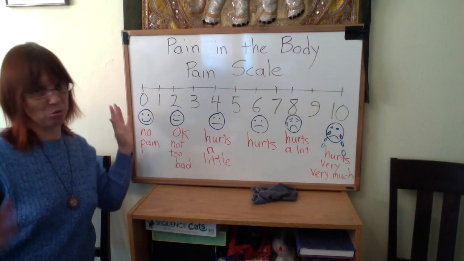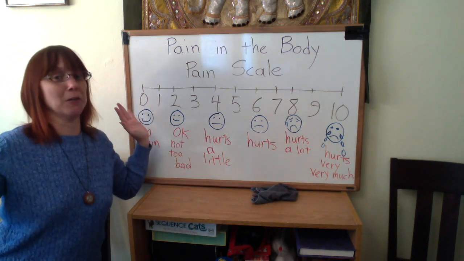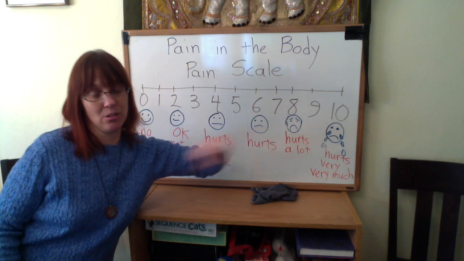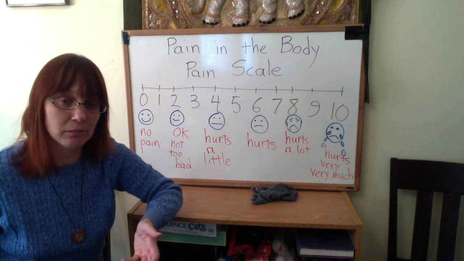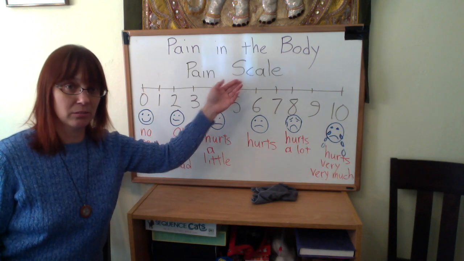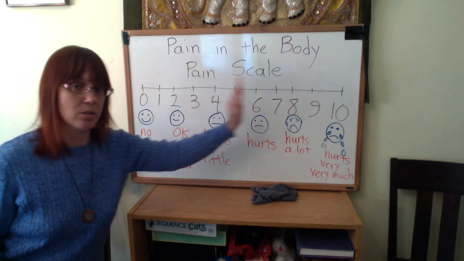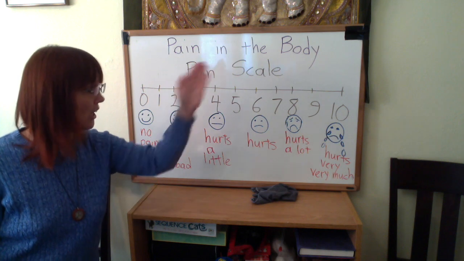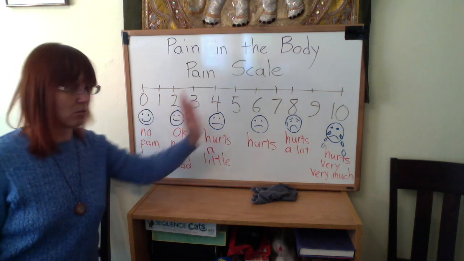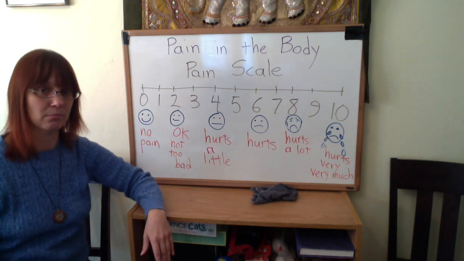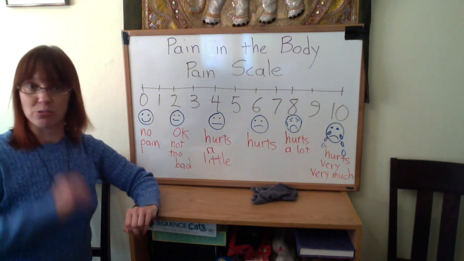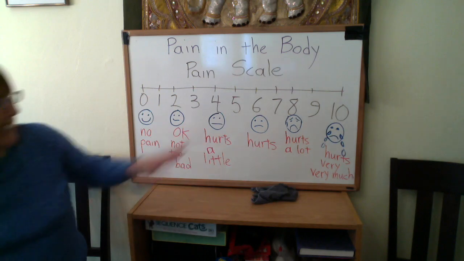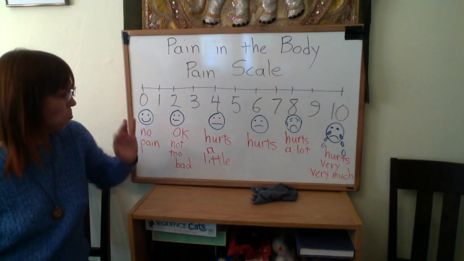1 to 10, not 0. 0 is no pain. 0, I don't go to the doctor. I'm okay. So pain is 1, 2, 3, 4, 5, 6, 7, 8, 9, 10. So how is the pain on a scale of 1 to 10? That's the question. And then you answer, 5. Oh, 8.